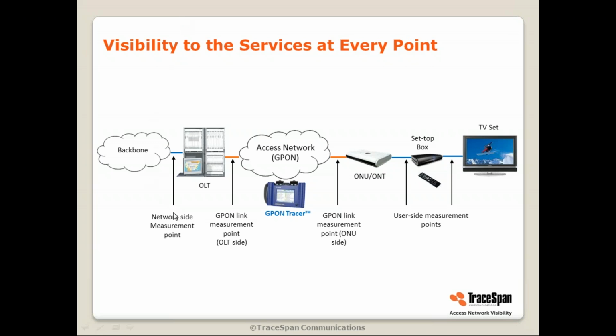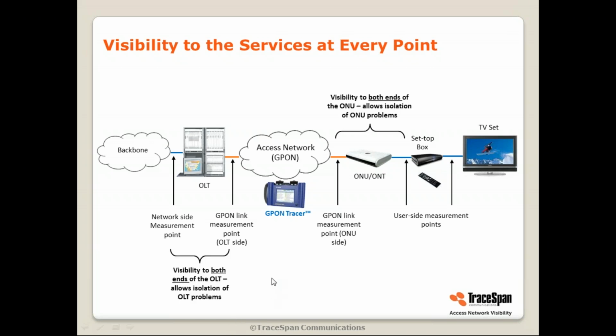Now, what's important is if you want to troubleshoot service, one of the key points is that you can see what the service looks like, or what the protocols or traffic looks like in every point from the backbone to the customer. Now, for example, if you have visibility to both ends of the OLT, it allows you to compare what goes into the OLT and what comes out of the OLT. And if you have a problem at the customer side, you can see if the problem is created here.